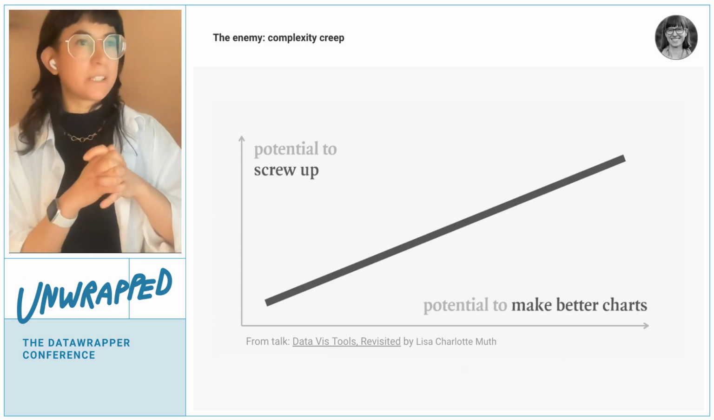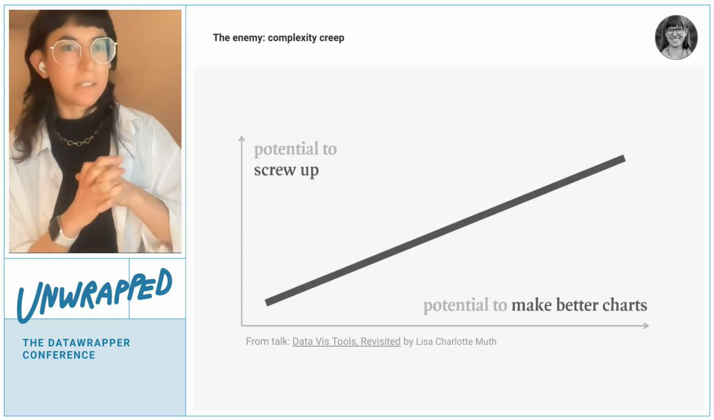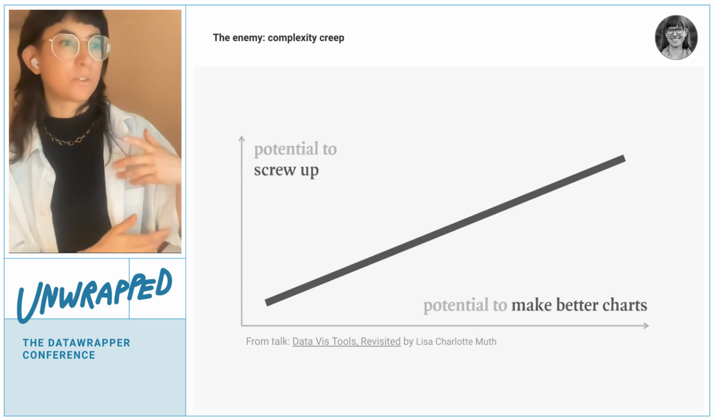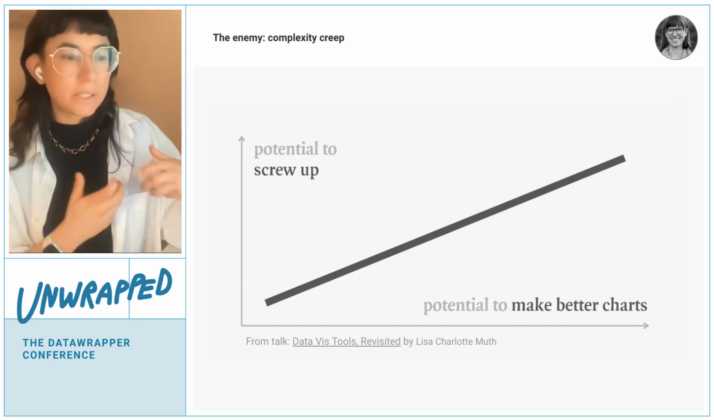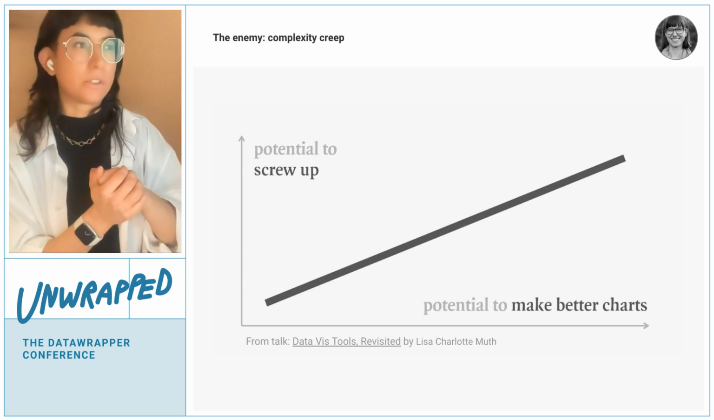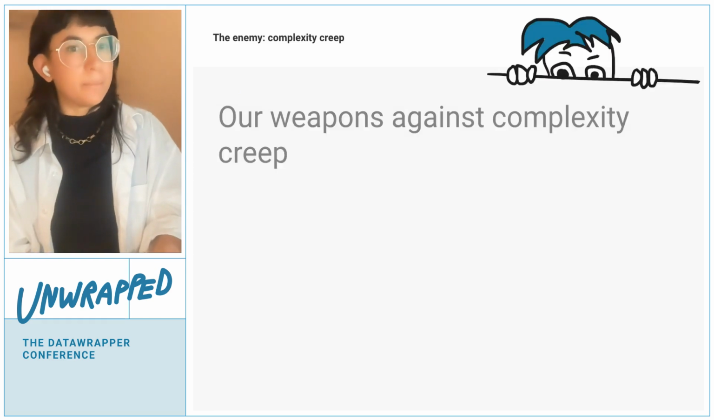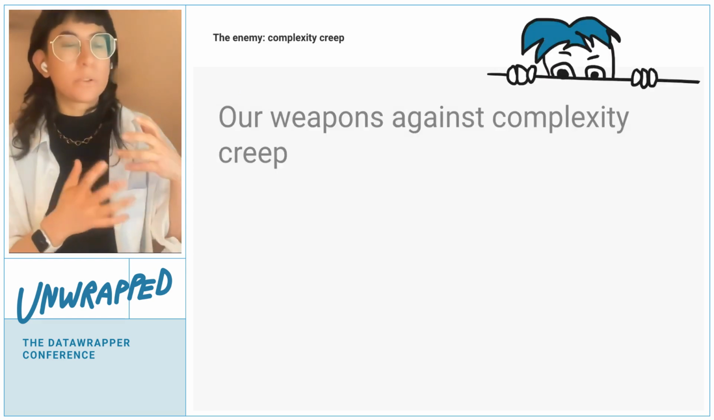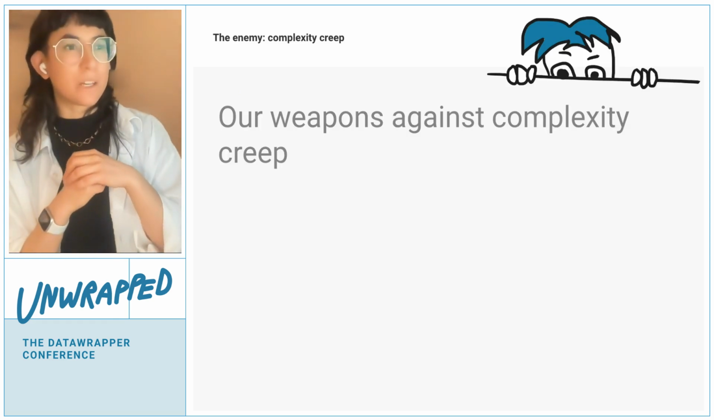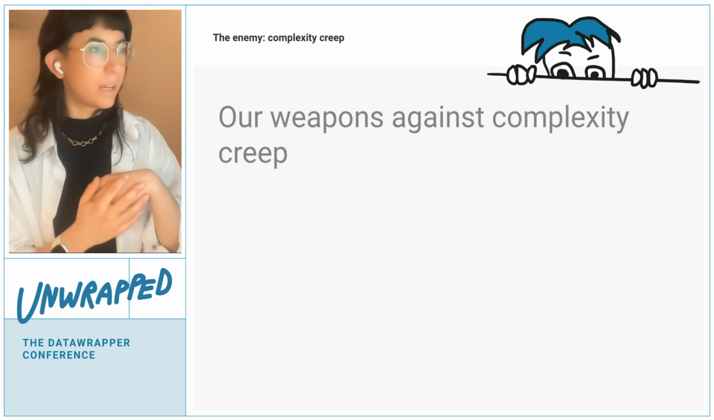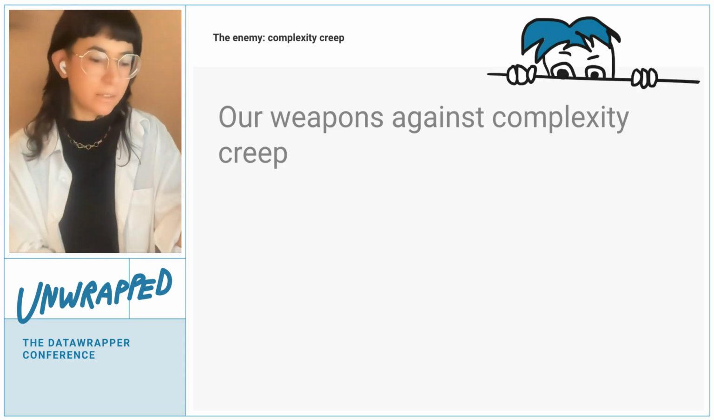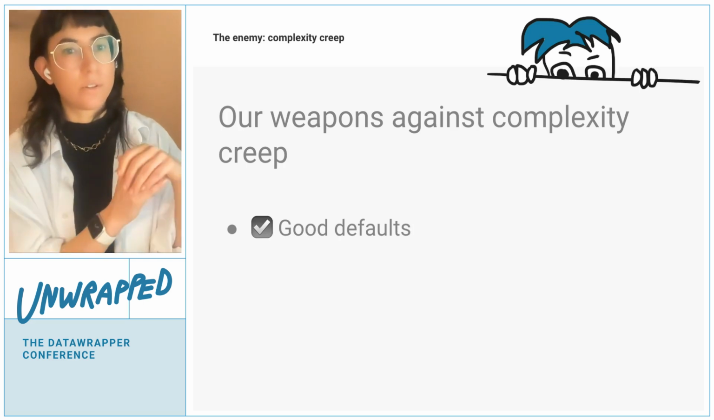Lisa spoke about this in a talk with amazing illustrations, and I think it demonstrates it very well. The more powerful your tool is, the more flexibility you have to make exactly what you need. But of course, the harder it becomes to do that, and the easier it becomes to mess up. And that's not where we want to be. So what can we do about this? We definitely don't have all the answers. It's a tricky problem, but we do have some tricks up our sleeve, tools in our tool belt, to combat this. One of them is a very strong focus on defaults.